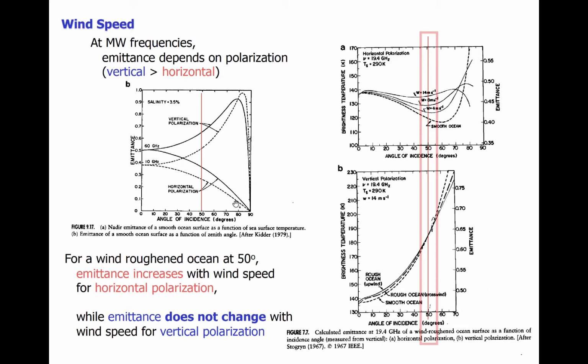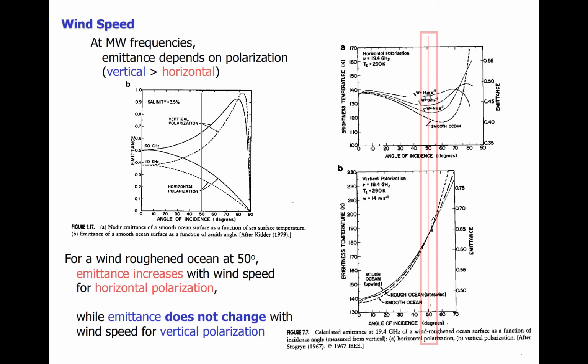Wind speed dependence also exists, and is a function of incidence angle as well, as seen in the panels on the right. The pink box represents incidence angle at which typical passive microwave radiometers operate, and the figures show brightness temperature at 19.4 gigahertz as a function of incidence angle and wind speed for a fixed surface temperature. The dashed line in both panels represents a smooth, calm ocean, and solid lines represent various wind speeds, with wind speed increasing as we go up from this dip in the top panel.